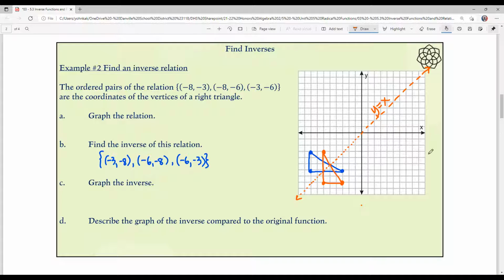equals x. This is the line y equals x because it goes through the origin, which is the y-intercept, which is 0, and the slope is 1, up 1 over 1. So every single time it is a reflection over the line y equals x. Every single time.